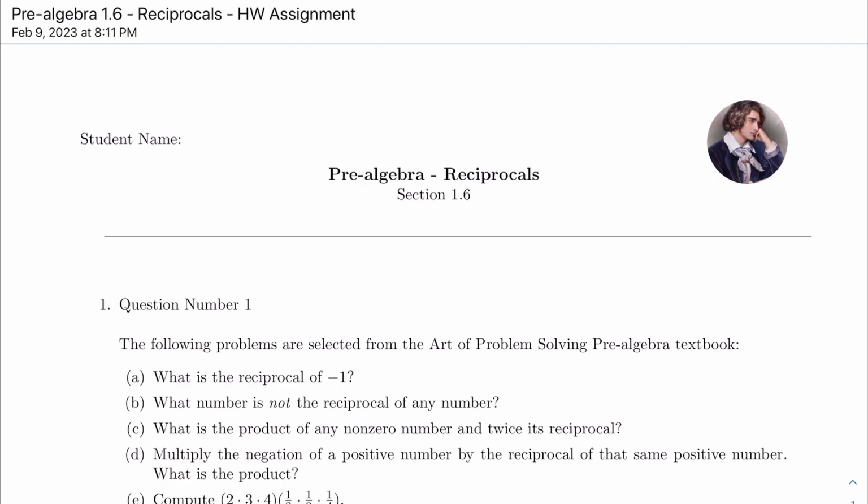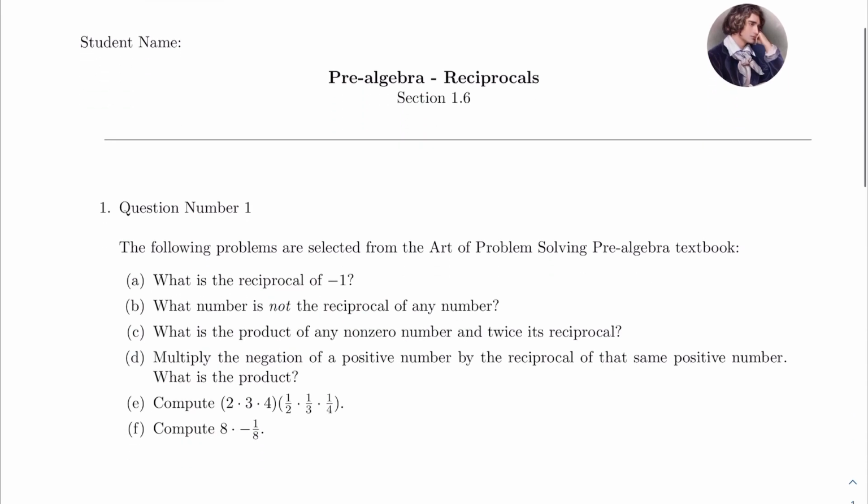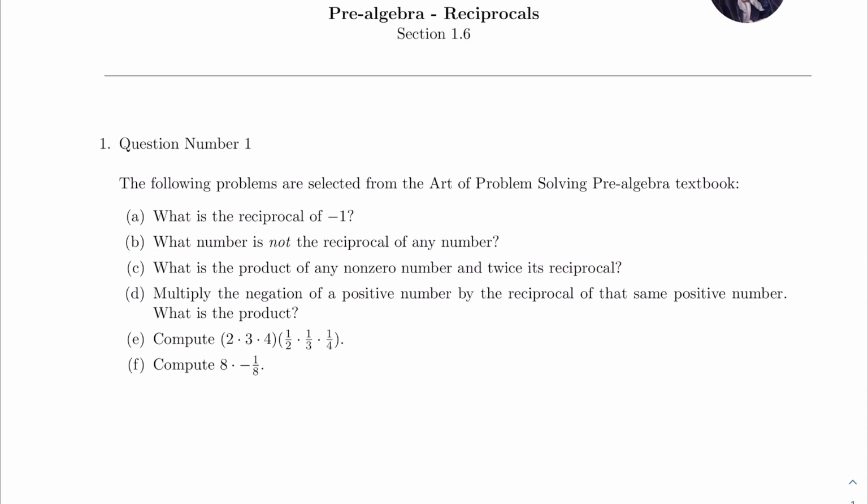So I'm going to be going over Pre-algebra 1.6 Reciprocals, the problem set. This is a very short problem set. We've only got one problem with 1, 2, 3, 4, 5, 6 subproblems. So let's go ahead and start.